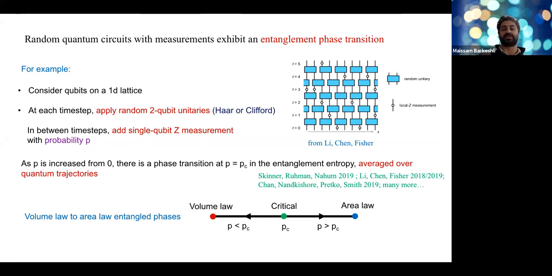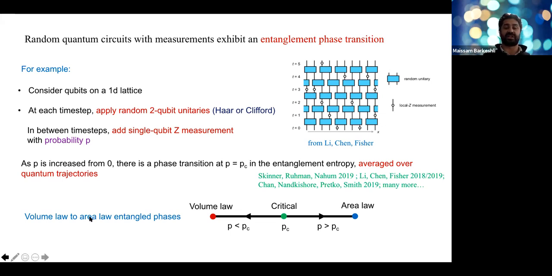P from 0, there's a phase transition at a critical probability. And that phase transition is exhibited in the entanglement entropy of a subregion, averaged over all quantum trajectories of this random circuit. So you run this random circuit and you keep track of the specific state that you get after every time step, after every unitary measurement. So it gives you a trajectory, and then you just average over all of these trajectories.